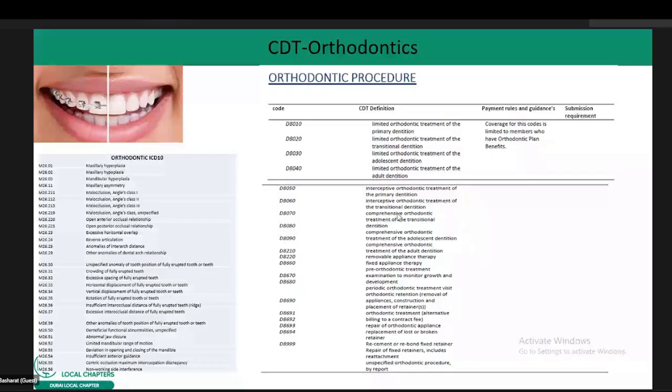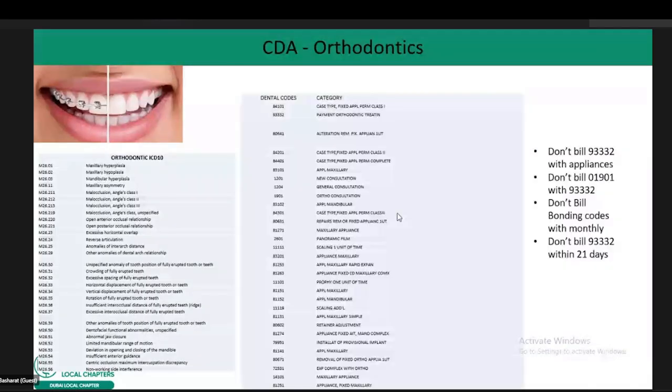Okay, same for the CDA, American Dental Codes here in Abu Dhabi. The ICD codes are the same. For the bonding procedure, there are different codes according to the class. The doctor will document after the measurement. He will document the patient as a class 1, and he's going to treat the class 1 malocclusion in this case.